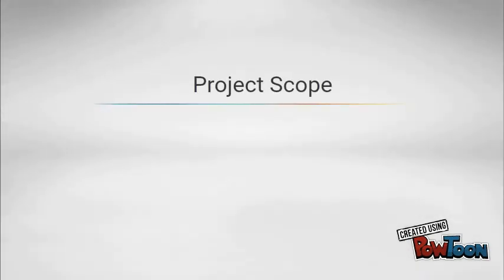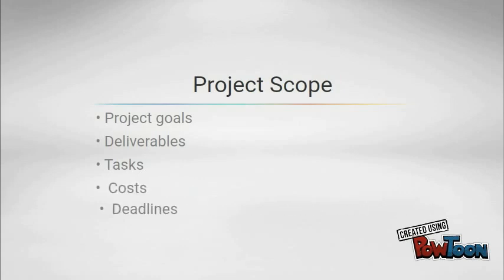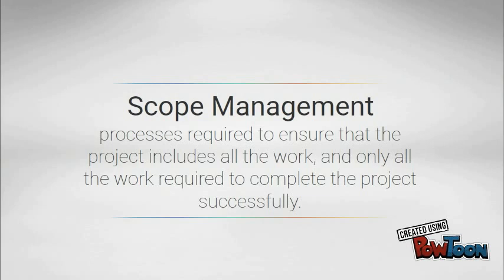Project scope is the part of project planning that involves determining and documenting a list of specific project goals, deliverables, tasks, costs and deadlines. The knowledge area of scope management includes the processes required to ensure that the project includes all the work, and only all the work required to complete the project successfully. It is primarily concerned with controlling what is and what is not in the scope.